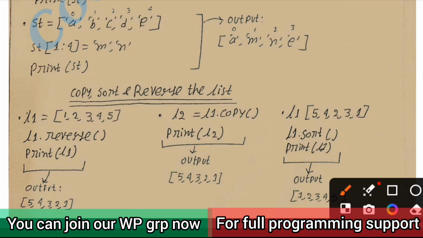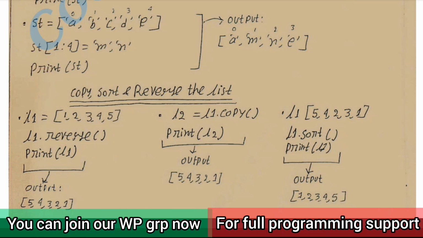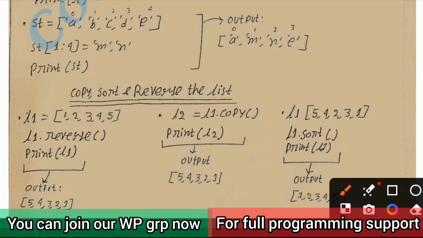So if you write list1.reverse() with empty parentheses, then if you print list 1, the output will be reversed: 5, 4, 3, 2, 1. Okay, and after that we can copy a list to another list. We can make list 2 with the help of list1.copy() with empty parentheses. Then if you print list 2, the output will be 5, 4, 3, 2, 1.